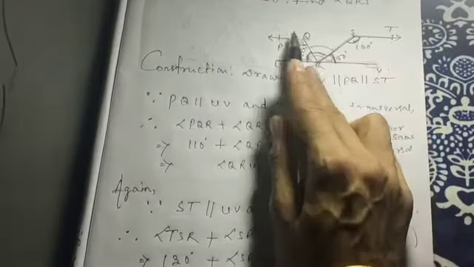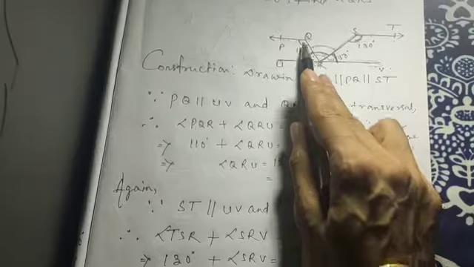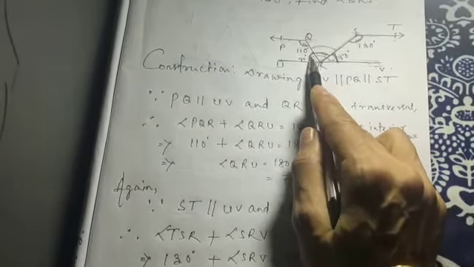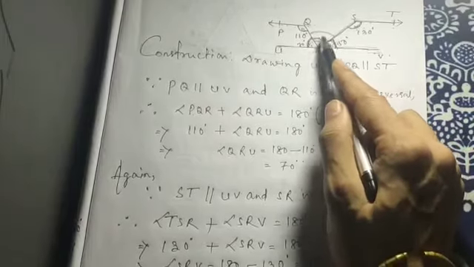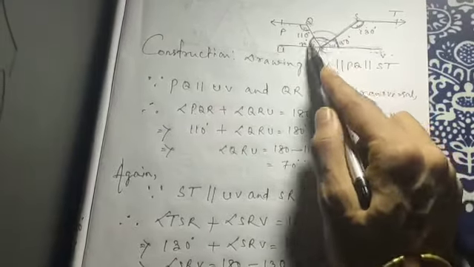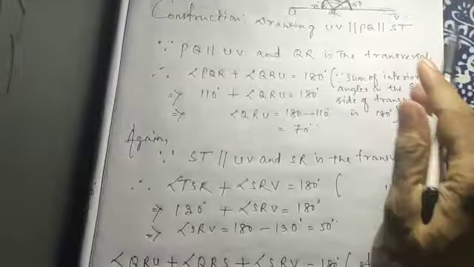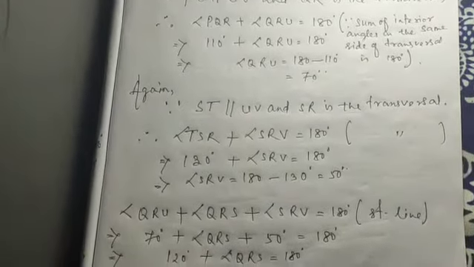Constructing a line UV parallel to PQ parallel to ST. These two are parallel. This is the transversal. Sum of the interior angles, we got this angle. These two are parallel. Sum of the interior angles, this plus this equal to 180. These two we know. We found out this. Clear? Let's see the next sum.